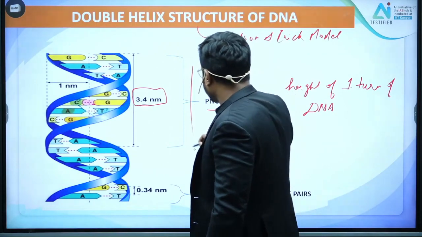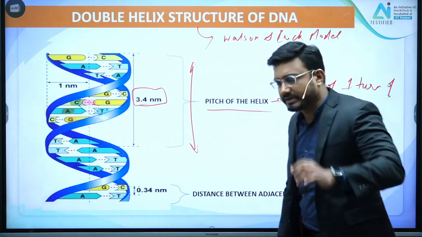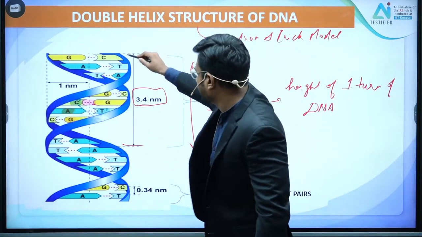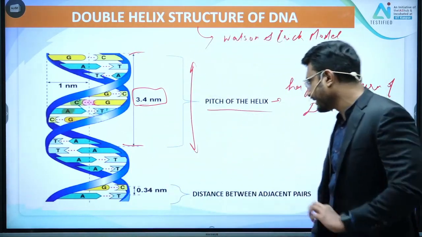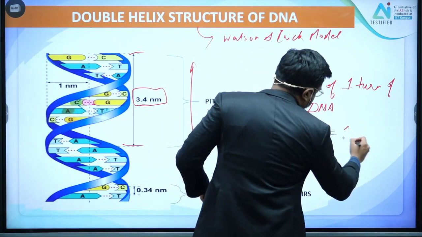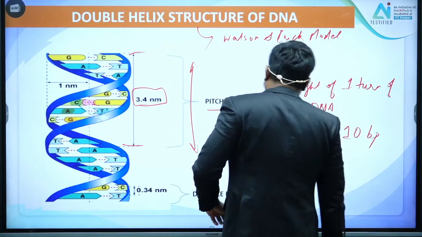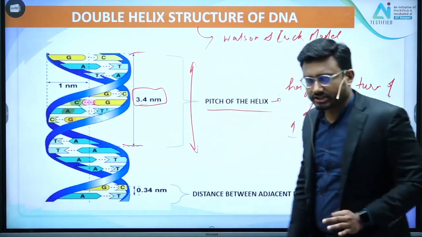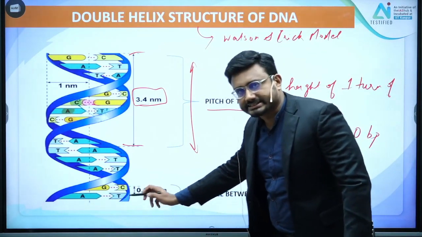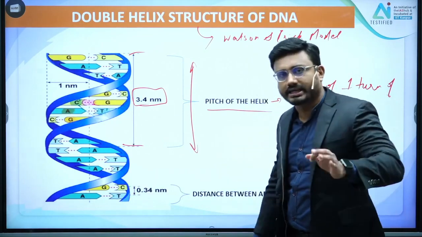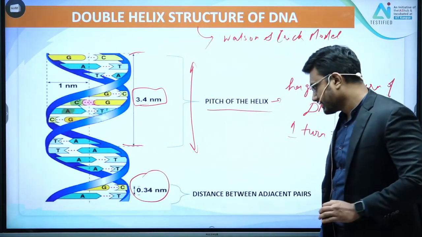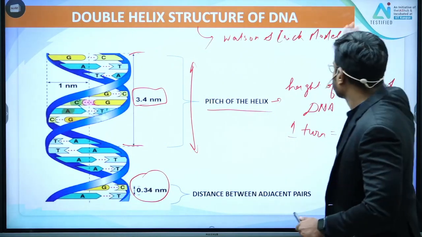Here this is the height that is represented by the pitch of one turn of the DNA. From here till here, it is representing one turn of the DNA. One turn of DNA consists of 10 base pairs. The distance between adjacent base pairs in this DNA double helix model is 0.34 nanometer. So now let us move ahead to the next concept.